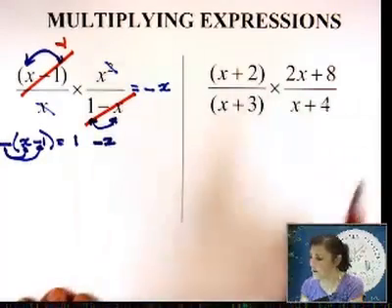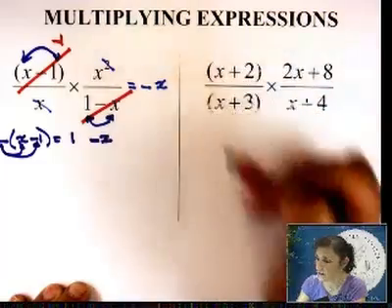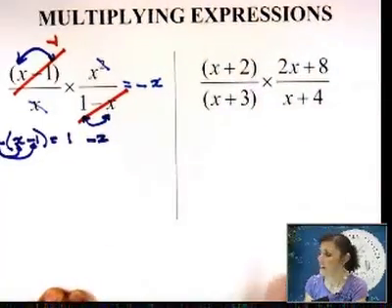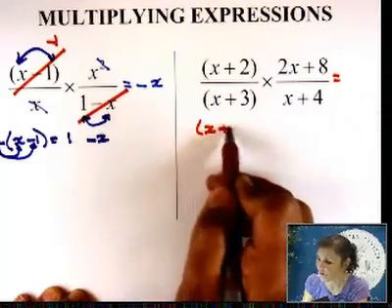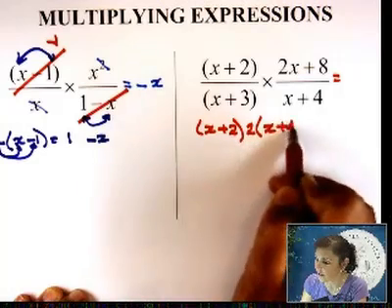Let's try to do this one. Can I cross out maybe one of the x's here, maybe one of the x's here, 4 with 8? You cannot do any of this. So factor them out first. You have x plus 2. When you take the 2 out, you have x plus 4.